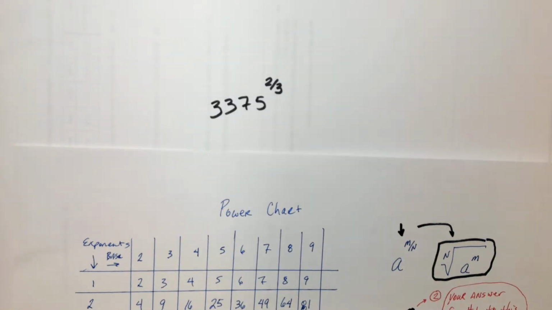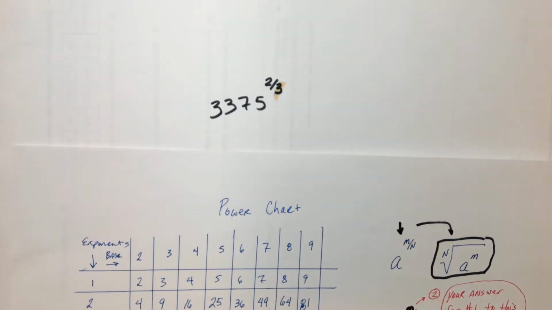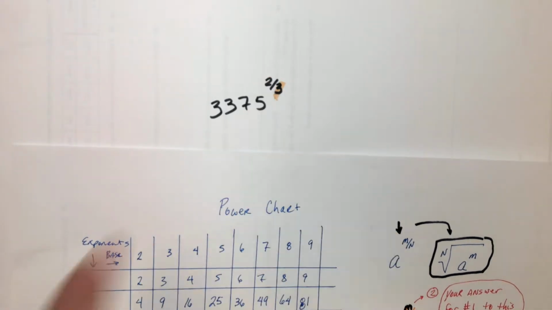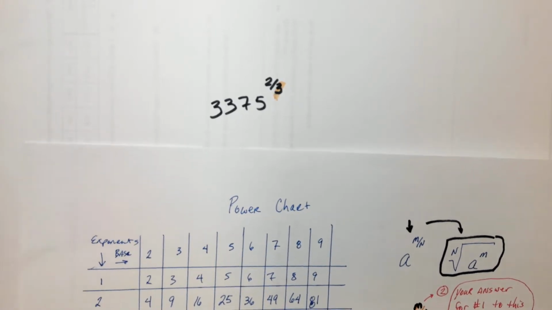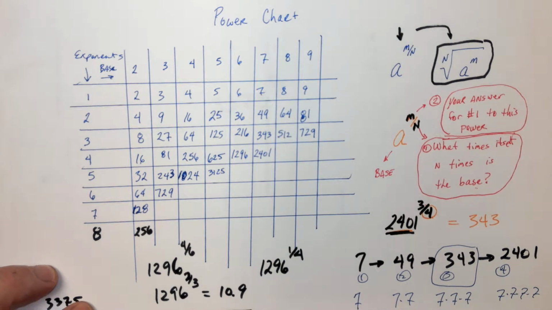3375 to the power of 2/3. So if we think about this, then this 3 right here is saying what number times itself 3 times equals that, and we need the second one, right? I promise you that we can use this chart.